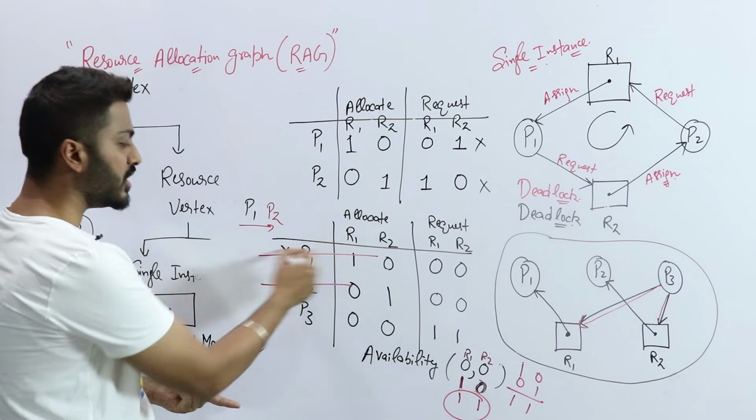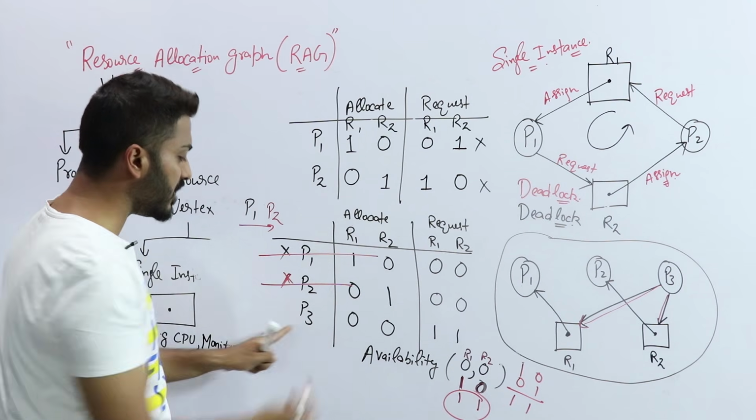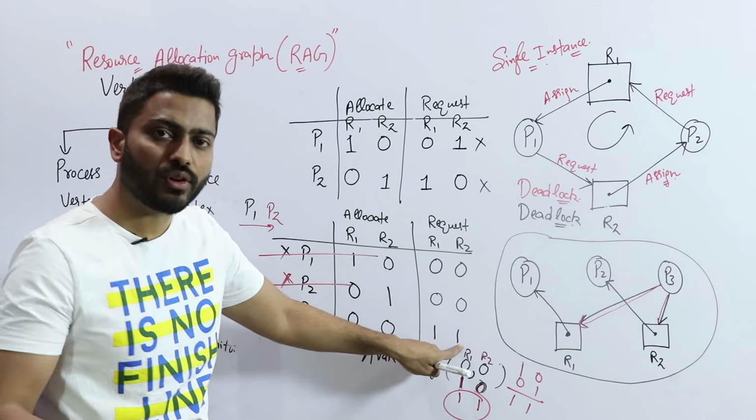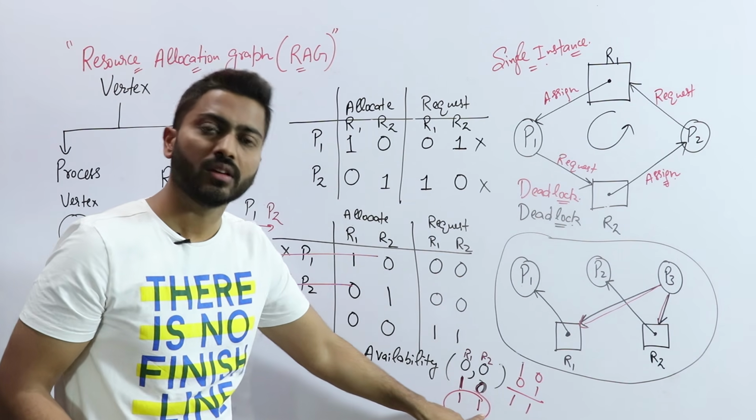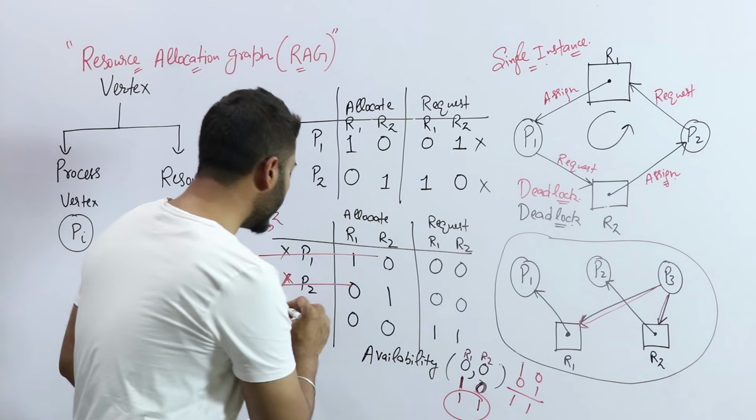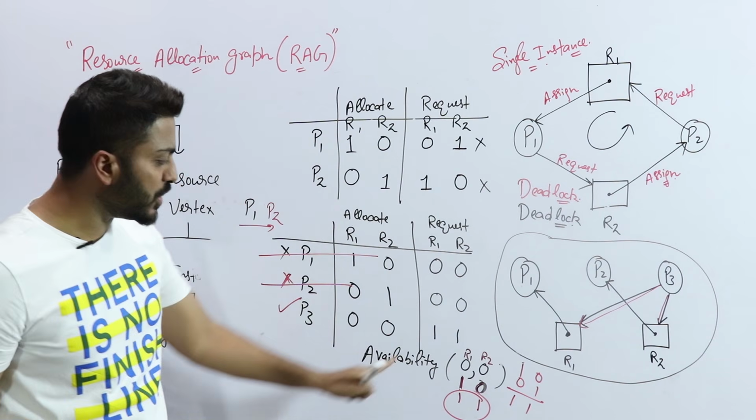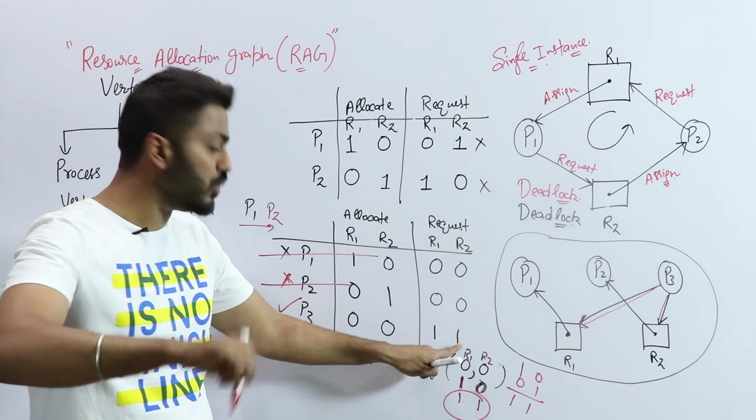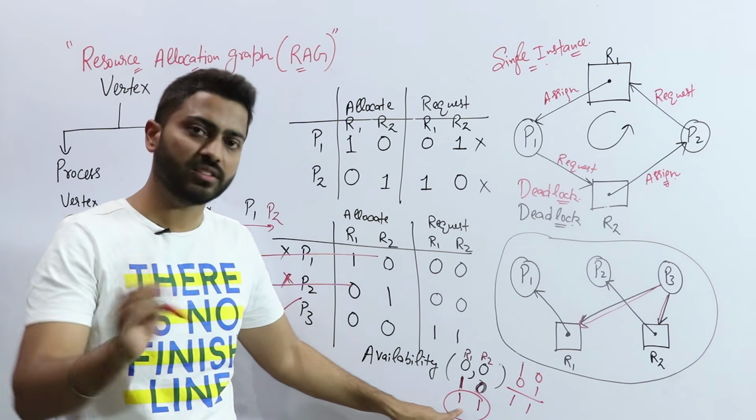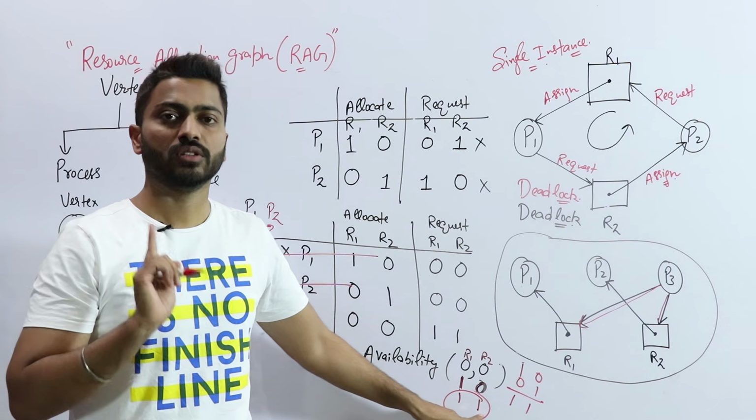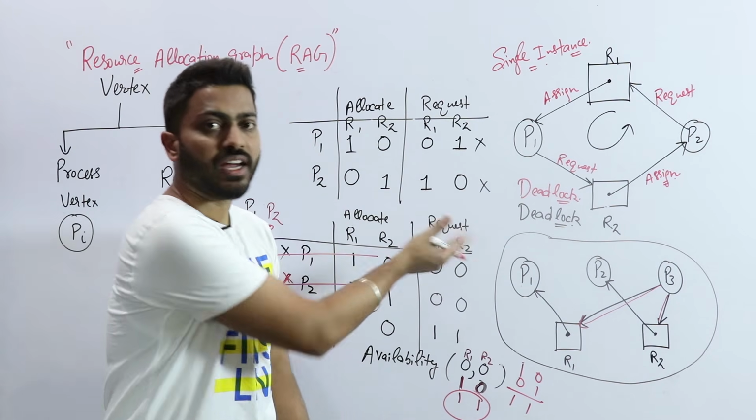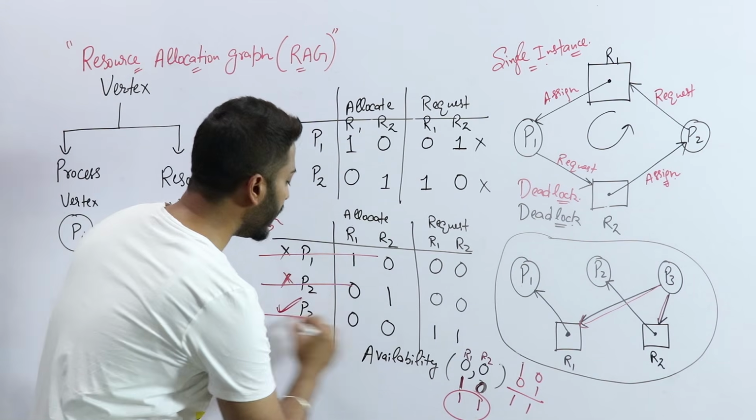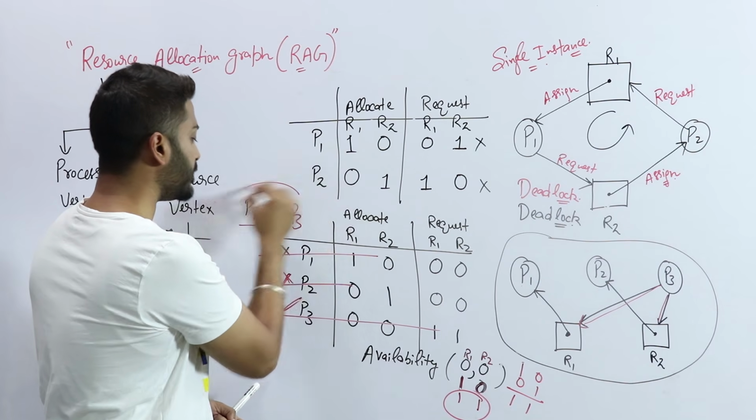And how many processes? P1 already terminated, P2 already terminated, now check for P3. P3 needs 1, 1. Can I fulfill? Yes, I have 1, 1. So I can easily fulfill the request of P3, because P3 needs one instance of R1 and one instance of R2, and I have one instance of R1 and R2 both. So I will give my availability to P3. So P3 will successfully terminate and move out from the system.